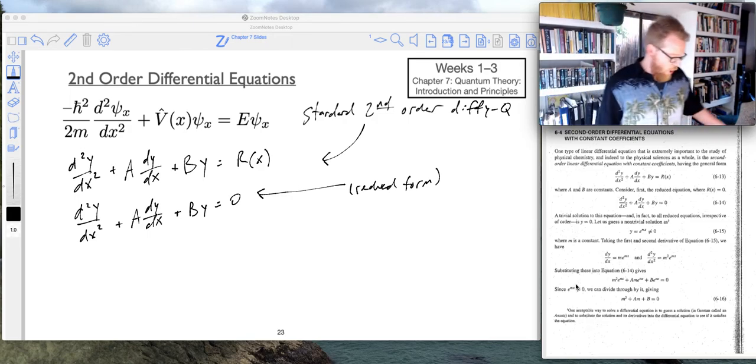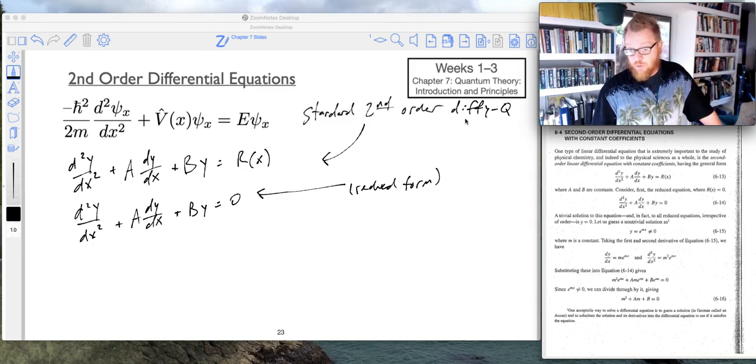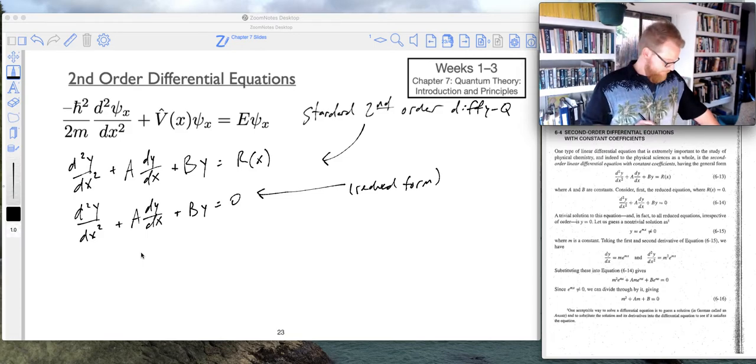Okay. So recall, we set up the form of a standard second order differential equation, which says the second derivative of a function plus the first derivative of a function plus the function itself all equals 0 for the reduced form. If we have something in this reduced form, as with the Schrodinger equation, we would algebraically rearrange it to match this form. And we're going to do that.